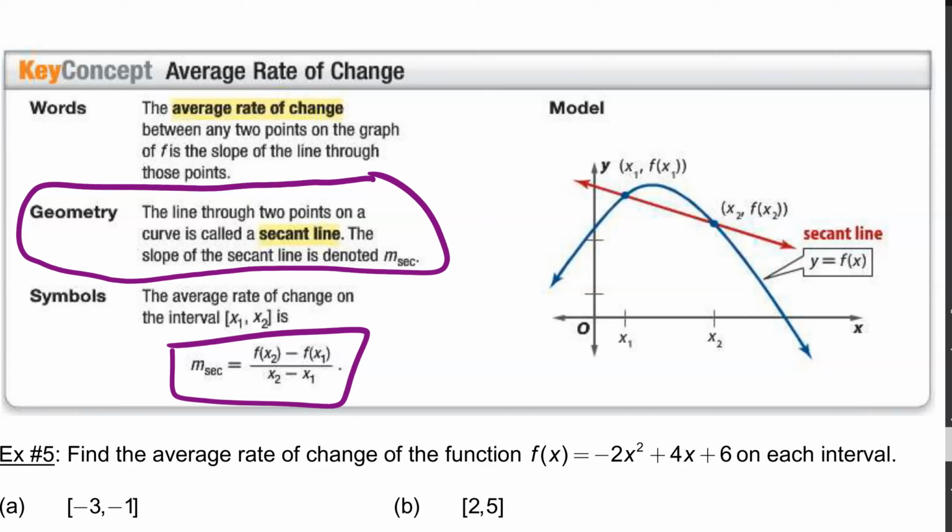y2 minus y1 over x2 minus x1, except here it says f of x2. Well, you know f of x is the same thing as saying y. So if I'm saying f of x2, I'm just saying that's y2. Literally just the slope equation.